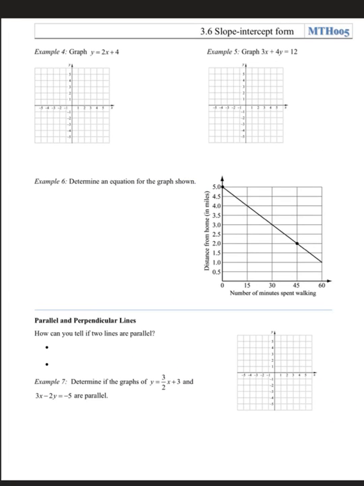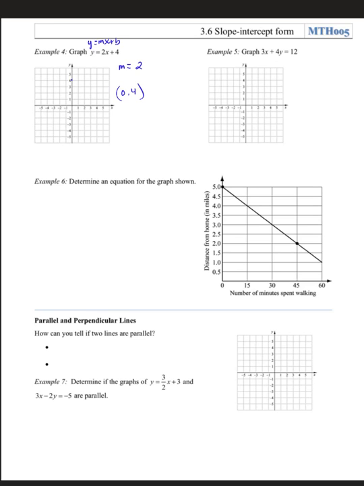We want to graph these. So the first one, graph y equals 2x plus 4. Since this is in slope-intercept form, it makes it very easy to graph. Think y equals mx plus b. So here our slope m is 2, and our y-intercept is 0, 4. So let's start with 0, 4.